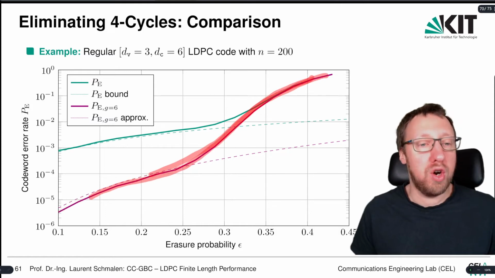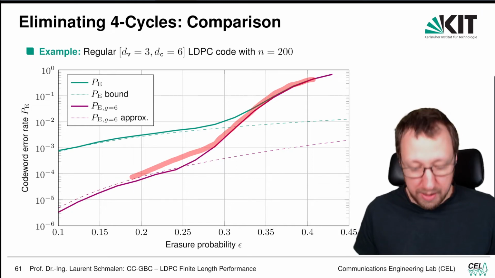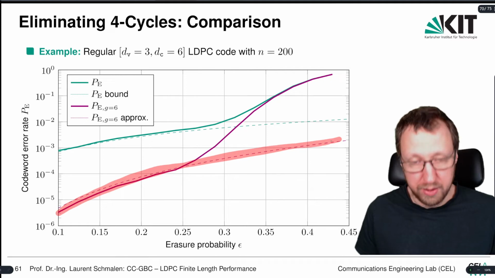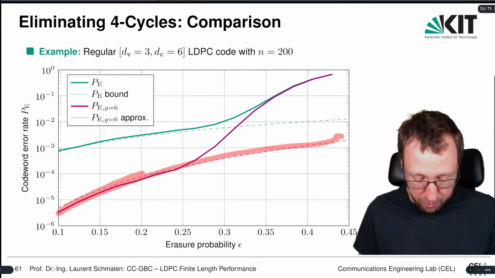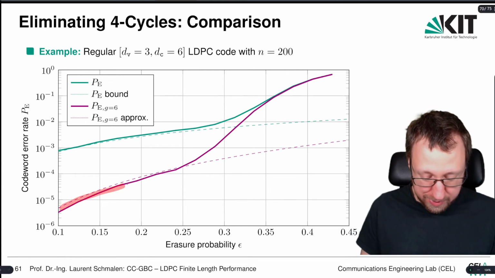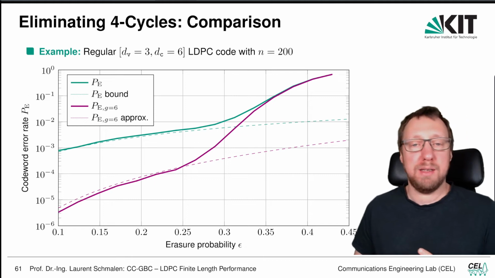By increasing the Gauss to 6, we lead to a significantly better error rate performance. So here we show also the bound, the lower bound, and the approximation for Gauss of 6. See that both are actually pretty good. The approximation is a little bit overestimating the performance, but that's not too bad.